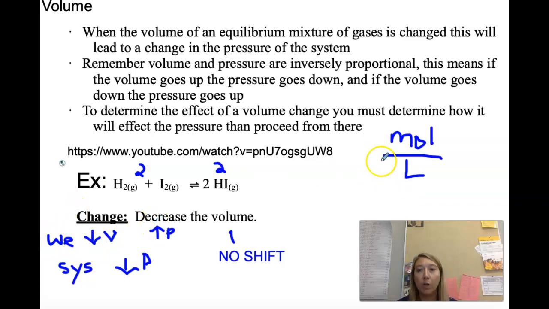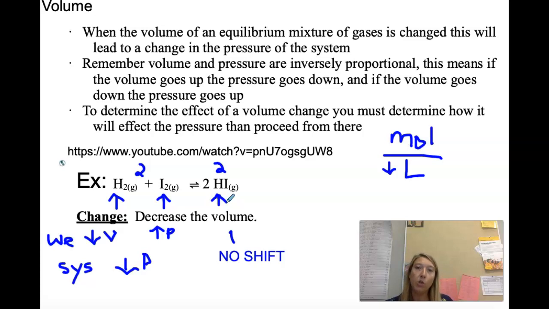So go back to what we did. We decreased the volume. So we just made this number smaller, that's down here. By making the number on the bottom smaller, we overall have increased the concentration of everything. So although there's no shift, individually, every single concentration went up because we changed the size of the container.